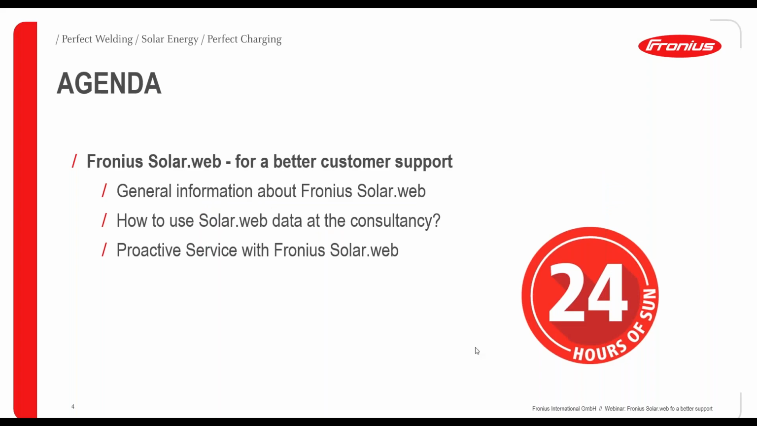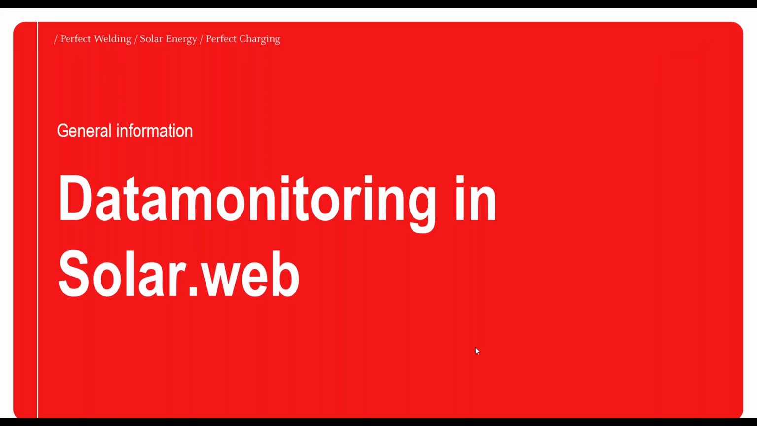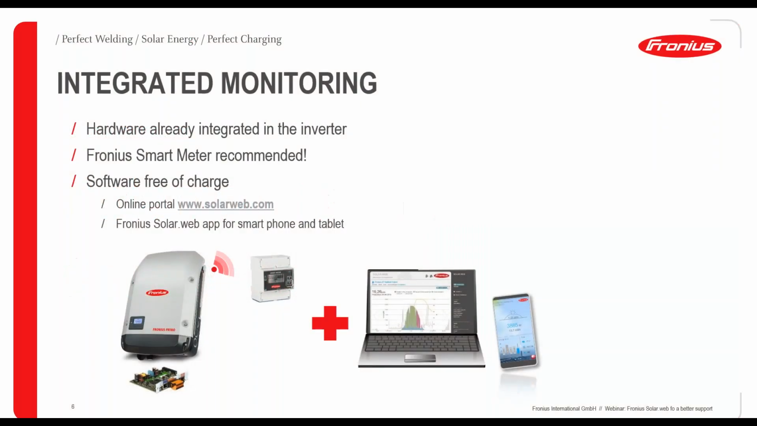Then I'd like to continue and give you more information about how to use SOLAR.WEB, basically how to start with SOLAR.WEB. With the Fronius inverter, you have the integrated Datamanager card, which is included in the inverter. In the standard inverter, be it a Primo, Symo, or Eco, you have this card integrated. And on the Wi-Fi card, which is a kind of data logger as well, we send data to the router and to SOLAR.WEB.